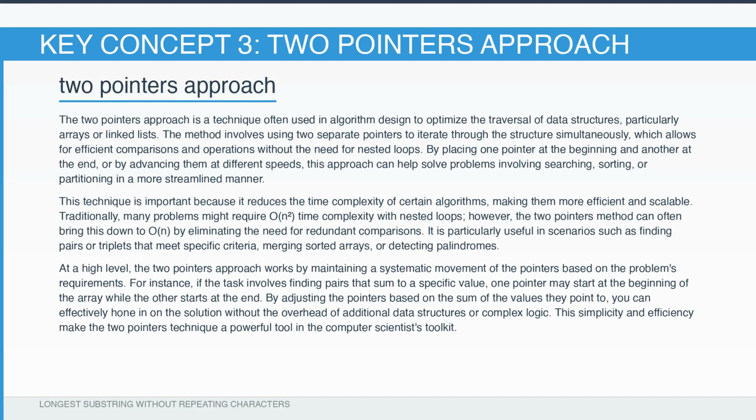The two-pointers approach is a powerful technique used in algorithm design to efficiently traverse data structures like arrays or linked lists. Imagine you're trying to find a specific item in a long line of people. Instead of asking each person one by one, you could send two friends from opposite ends, allowing them to meet in the middle. This strategy saves time by reducing unnecessary comparisons. In terms of complexity, many problems traditionally require O(n²) time, especially when using nested loops.